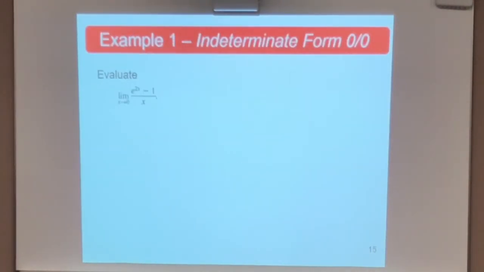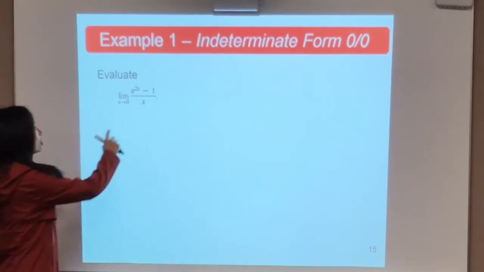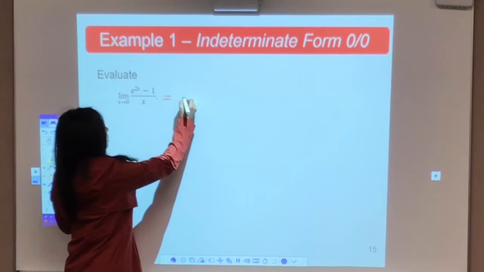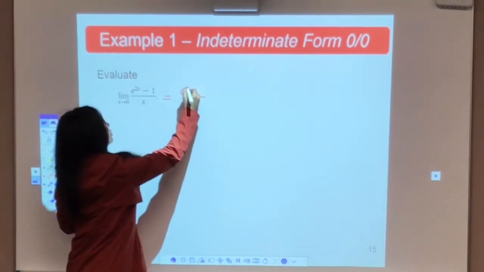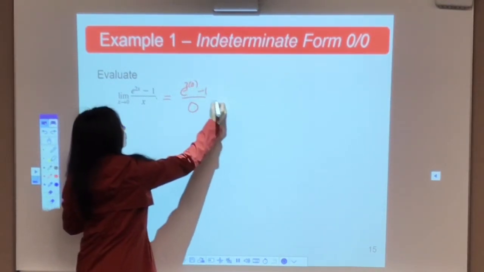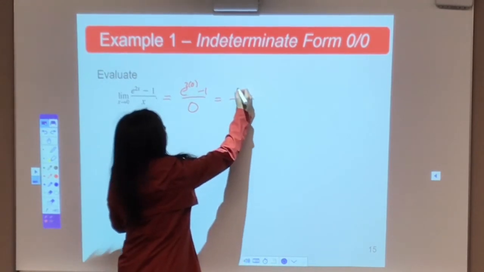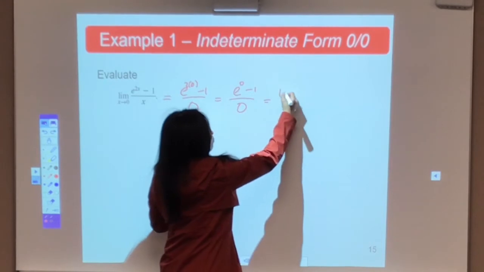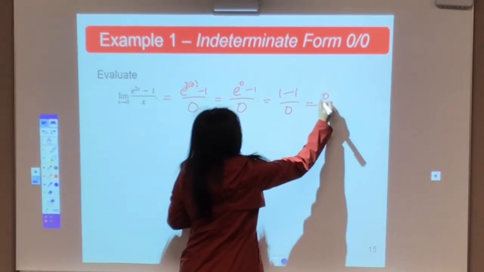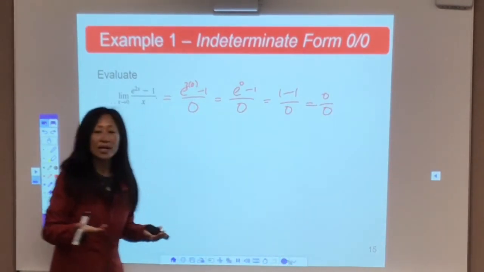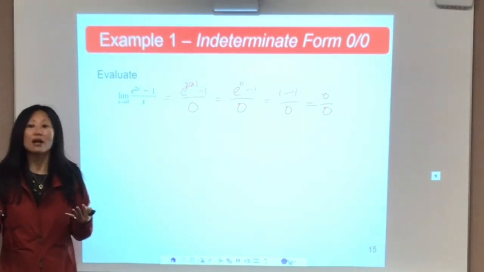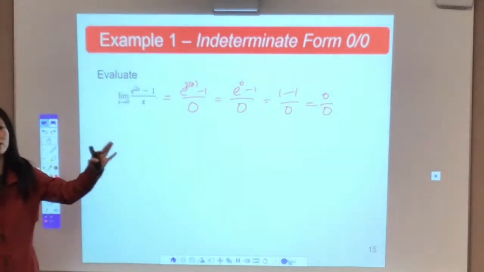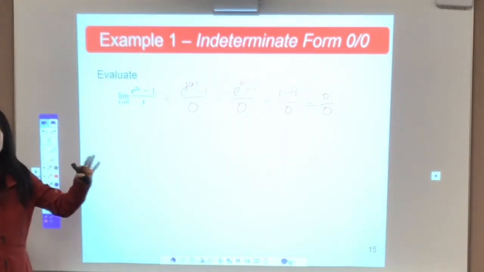So look at this problem. For example, let's just strictly plug it in. What do you get? 0 over e to the 2 times 0 minus 1. What's e to the 0? 1, minus 1, so you get 0 over 0. So now, what can I do? I can use L'Hopital's rule. Are you with me? Your limit is not 0. 0 over 0 is not 0.